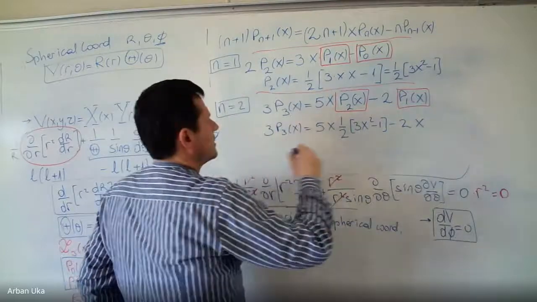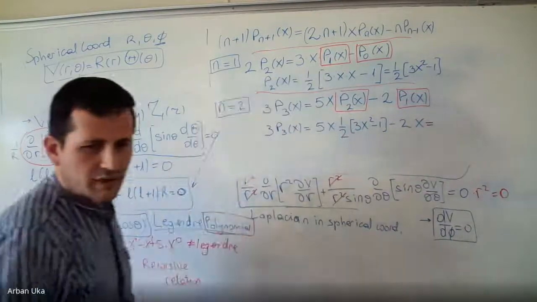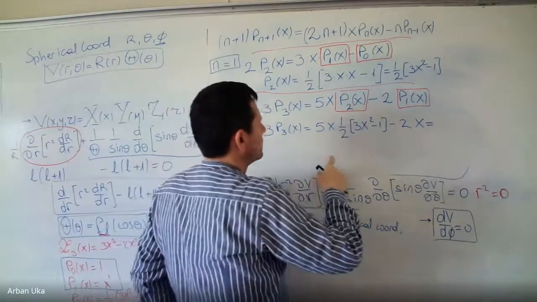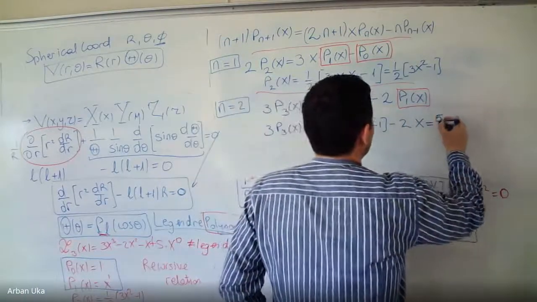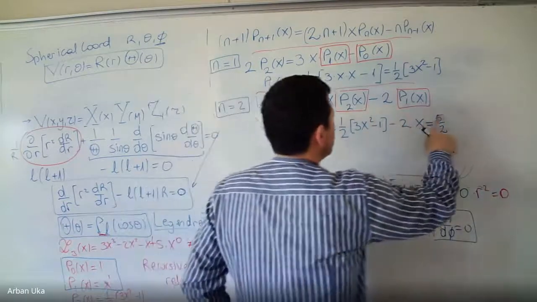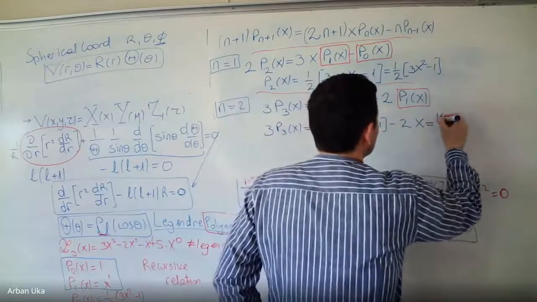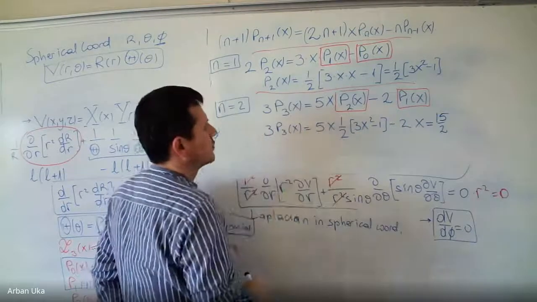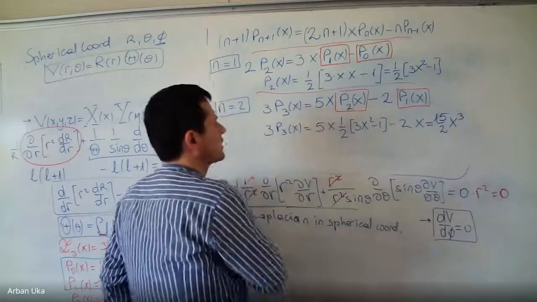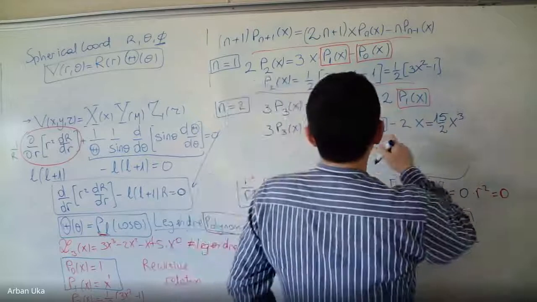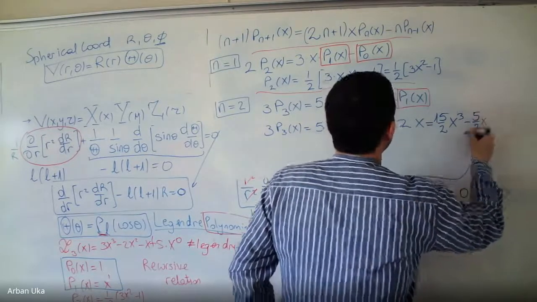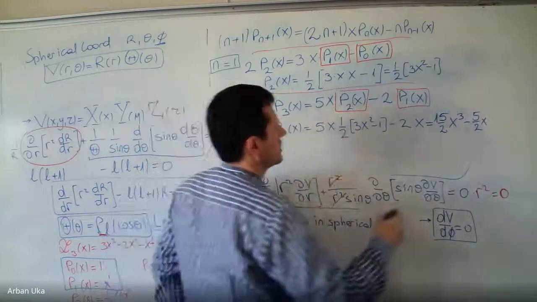And then this will be equal to, let me see how much you can see. Yes, you see some more space on the board. So this is 5 over 2 times 3, this is 15. Let's do it like this: 15, because this 3 goes out. 15 over 2 x cubed. What is this? Minus 5 over 2x, minus 2x.